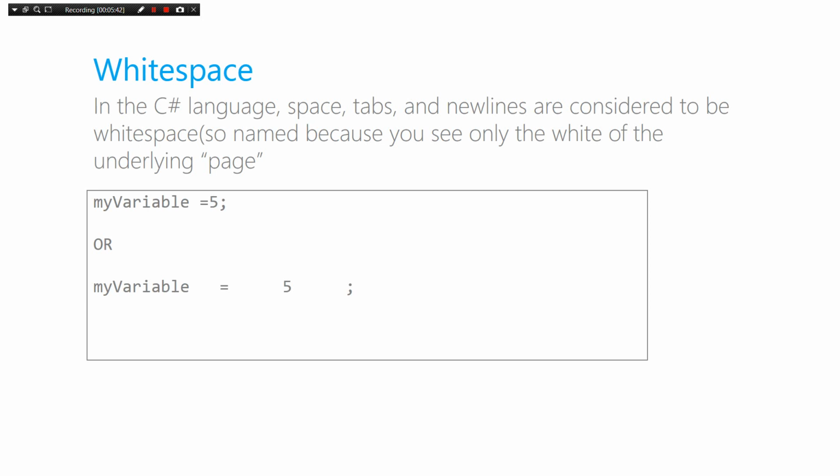In the C# language, space, tab, and new line are considered to be white space, so named because you see only the white of the underlying page. Extra white space is generally ignored in C# statements. Thus, you can write it either way, and the compiler will treat the two statements as identical. The key is to use white space to make the program more readable to the programmer. The compiler is indifferent.